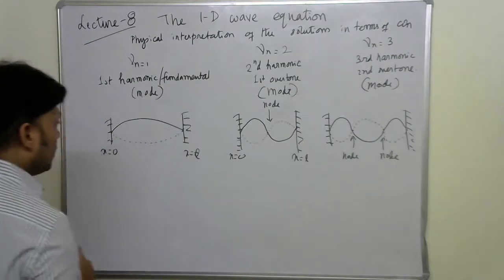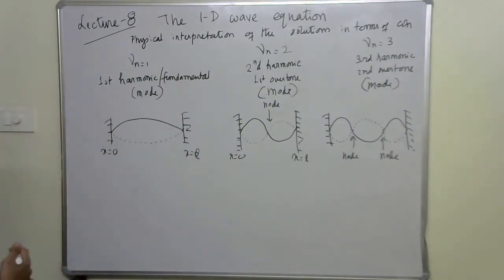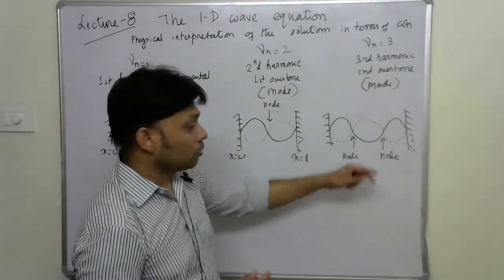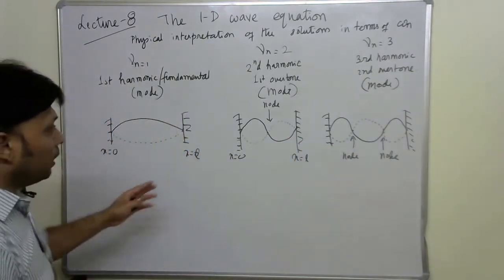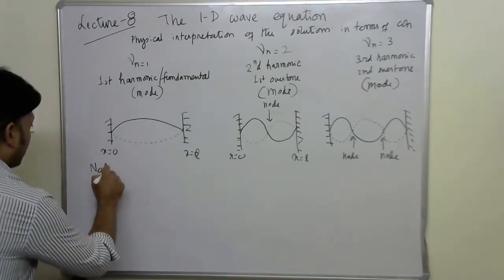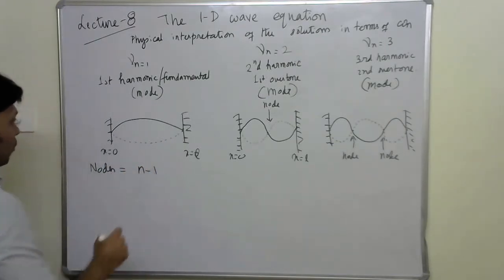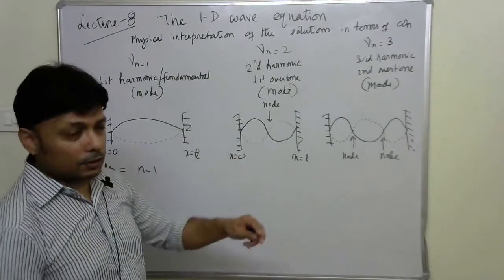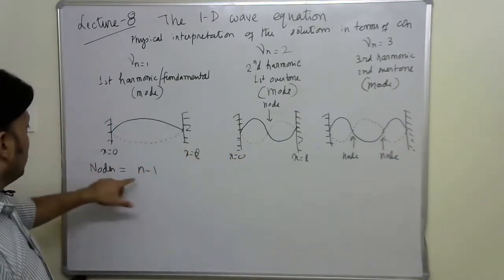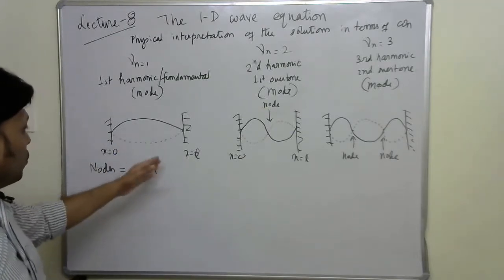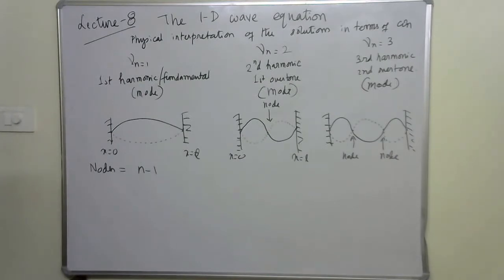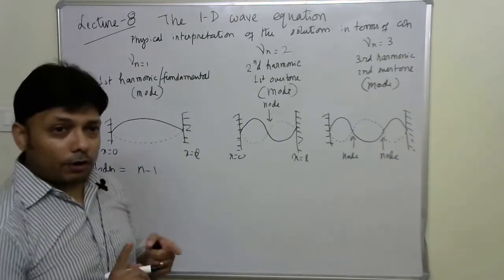Alright. So the question is, for the fundamental there is no node, for the first overtone one node, and for the second overtone there are two nodes. So how many nodes are appearing? You see the number of nodes is equal to n minus 1, where n is the number of the mode. Here, for example, n is equal to 1, so no node, 0. Here n is equal to 2, so node is equal to 1, and so on. Now definitely you can verify this.